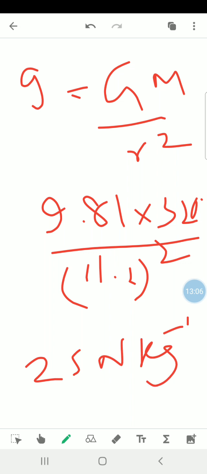You can recheck your answers by individually applying the equation as well, by taking the Earth as 1 unit: 1 multiplied by 320, divided by 1 into 11.2 squared. The same answer will come, 25 newtons per kilogram. So that is question number 6.